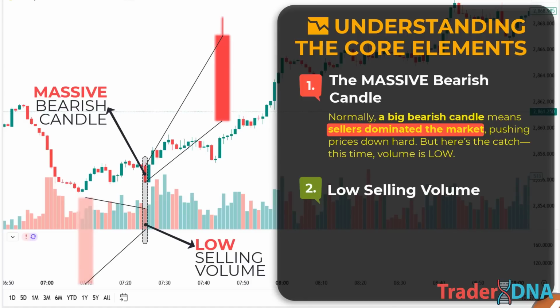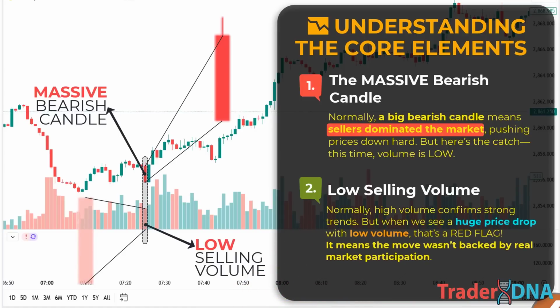General interpretation. Normally, high volume confirms strong trends. But when we see a huge price drop with low volume, that's a red flag. It means the move wasn't backed by real market participation.